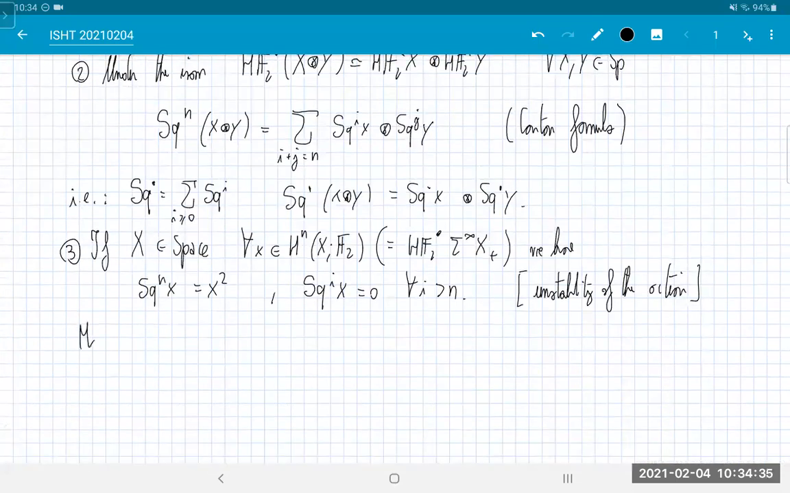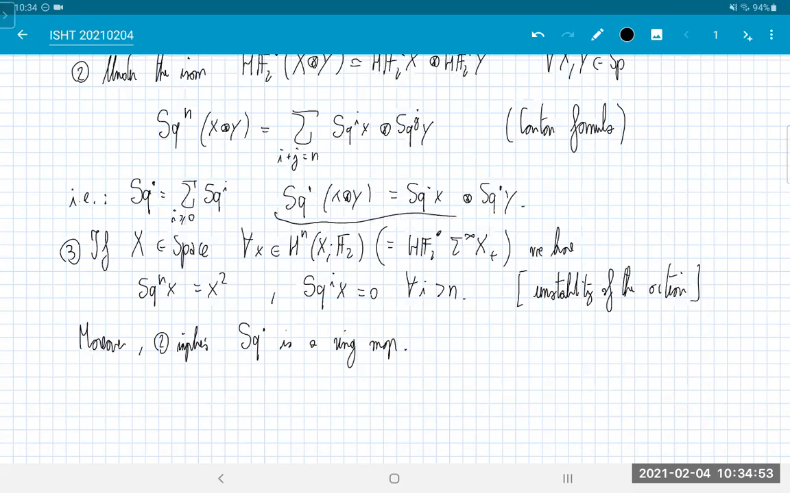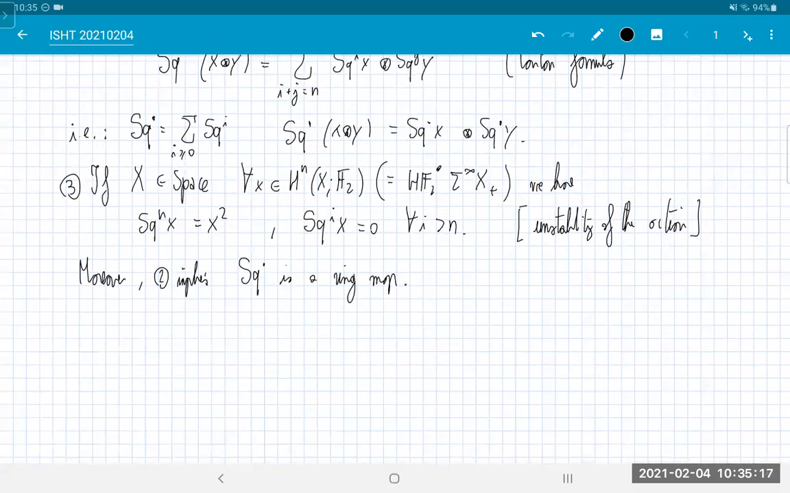And in particular, moreover, 2 implies that Sq^bullet is a ring map. You post-compose these with pullback along the diagonal, and you get that it is a ring map. That's useful. And okay, these are the properties that are easy to remember, the ones that I can remember. Now I need an additional property, which I need to copy because it's going to be complicated.